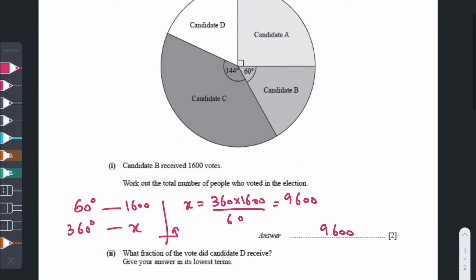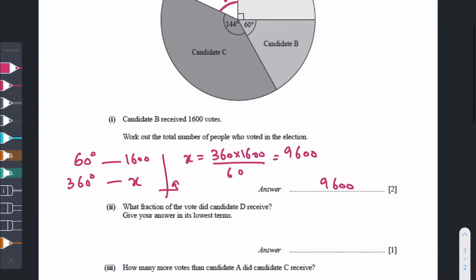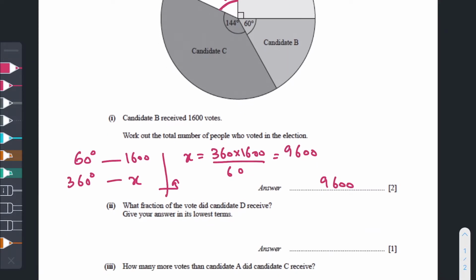So first of all, candidate D received this angle over here. We don't need to find the total number of votes. If we find the angle for candidate D, that would suffice. So let's find the angle for candidate D. First of all, let's add up all the other angles. Candidate A had 90 degrees, candidate B had 60 degrees, candidate C had 144 degrees. If you add them up and subtract them from 360, that would give you the angle for candidate D.